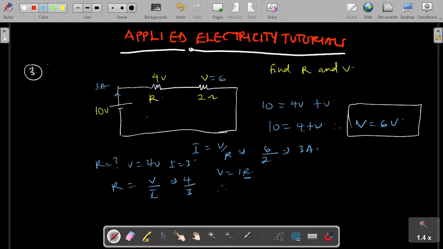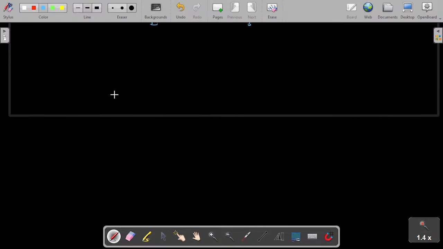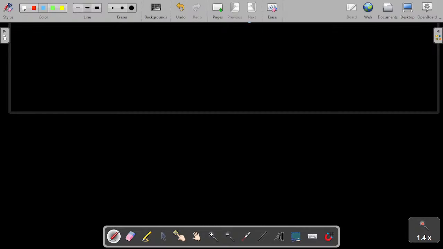Therefore, the value of the resistance is what? 4 over 3 ohms. As simple as that, right? Since you have the current, that is exactly how we approach this problem. Okay, so this is for our third question. Let's quickly do our fourth question. Question number 4.